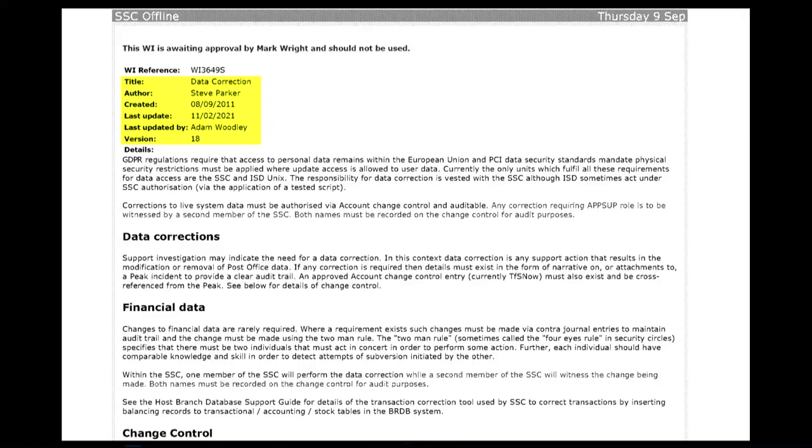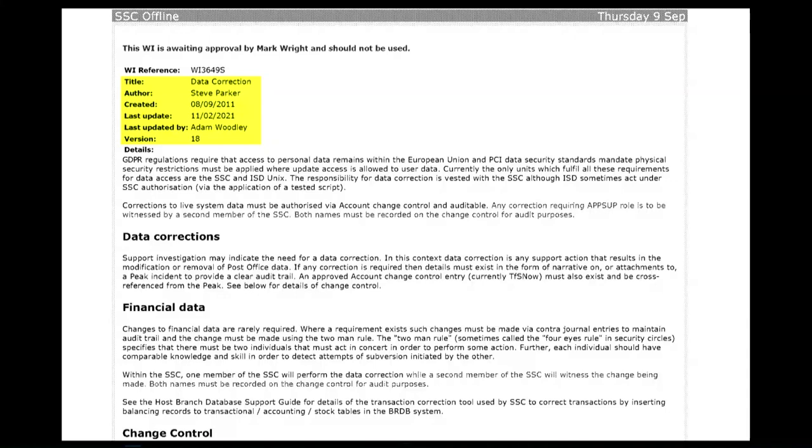And the details are GDPR regulations require that access to personal data remains within the European Union, and PCI data security standards mandate physical security restrictions must be applied where update access is allowed to user data. Presumably you wouldn't have been writing that, is that right, in 2011? Yeah, I don't believe those are my words. They're not my style. I may have lifted those from a security document. I was thinking more about whether in 2011 you would have been referencing the GDPR at all. Quite true, yes. That would have been too early for that. And so we can't tell from this, the 18th edition of this document, what is your text? What is the text of those between versions 2 to 17 and that which is Mr. Woodley's text in version 18? That is correct, yeah.